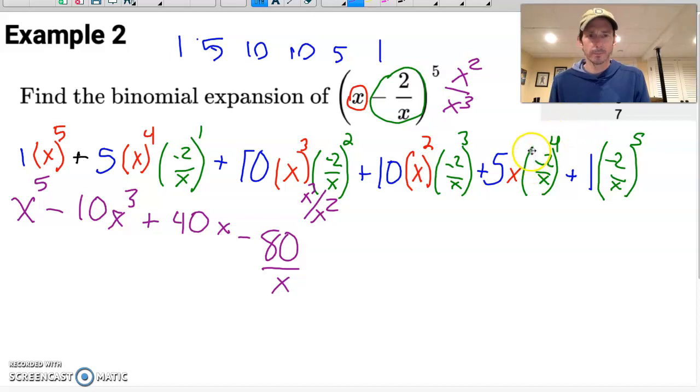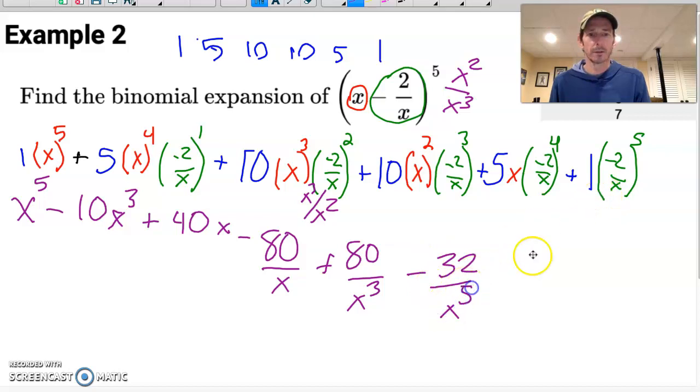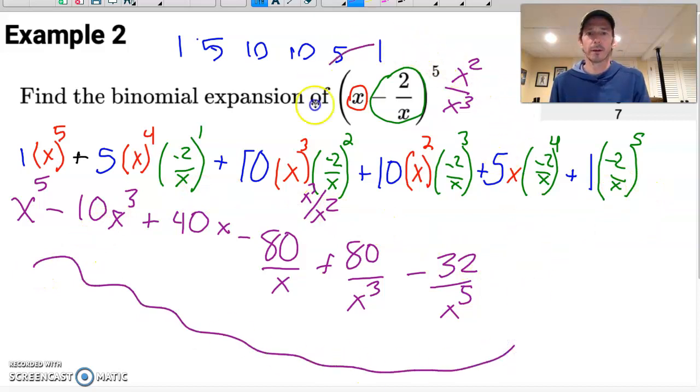Negative 2 to the fourth is 16, and 16 times 5 is 80, so I'm going to have plus 80. And this x is on the top. Now I have 4 of them on the bottom, so this is going to be over x cubed. And this is just going to become minus 2 to the fifth. 2 to the fifth is 32. And all my x's are on the bottom. There we go. And this is what my answer is, expanding this guy up here.